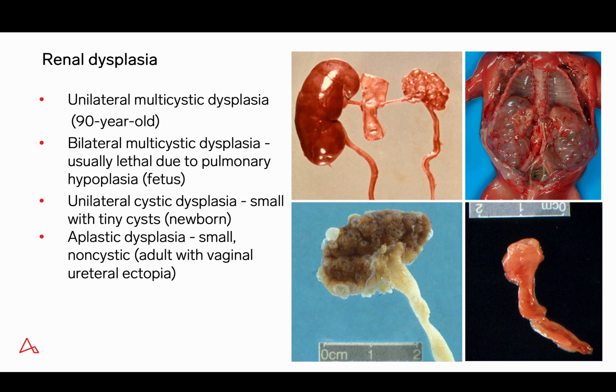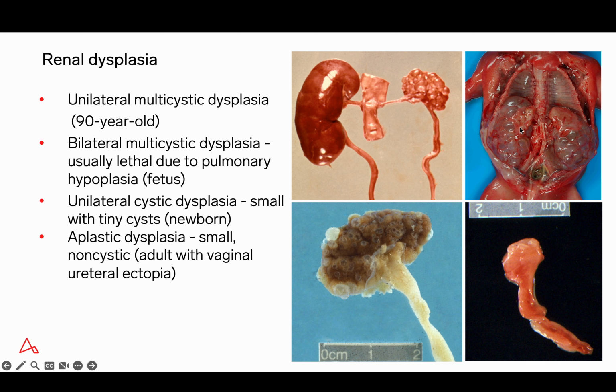Here's a group of 4 gross photographs. The one on the upper left shows a unilateral multicystic dysplasia. This was discovered in a 90-year-old male. The contralateral kidney is normal but hypertrophied, and this was an incidental finding.